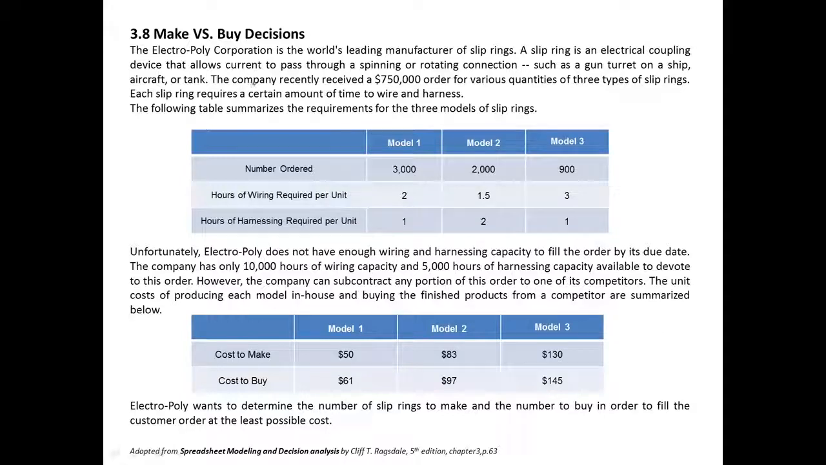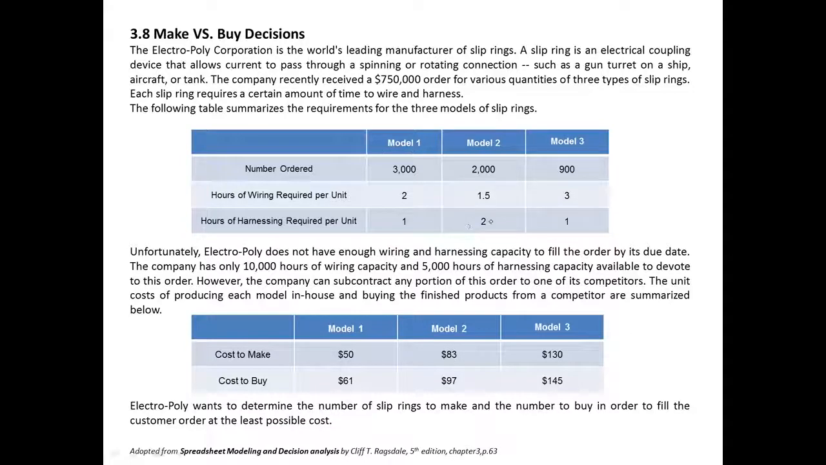And then starting from here, the company recently received a $750,000 order for various quantities of three types of slip rings. And each slip ring requires a certain amount of time to wire and harness. And when you read to here, you should relate this to the Blue Ridge hardtop problem, where manufacturing certain types of models require some resources. Here, the resources will be the time to wire and harness, and those resources usually represent the constraints.